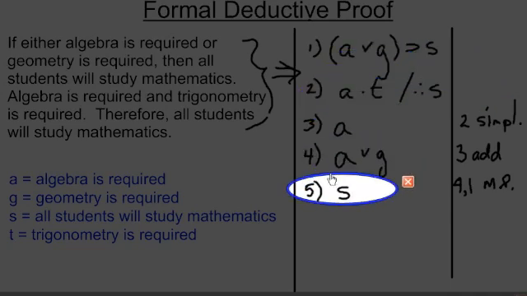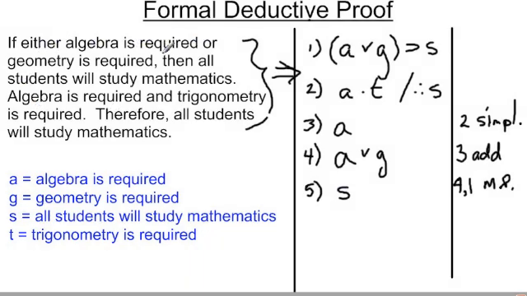So is this a valid argument? Of course. The idea is that if either algebra is required or geometry is required, then mathematics students will study mathematics. Well, the second statement said that if algebra is required and trigonometry is required, we would get the result that all students will study mathematics. Well, linguistically, it might be a little bit confusing, hard to tell what leads to what, but very clearly from the formal deductive proof, we see that having these two premises necessarily leads us to that final conclusion of S.